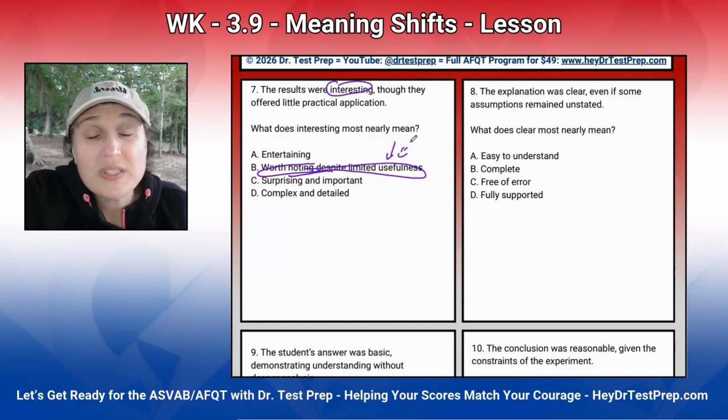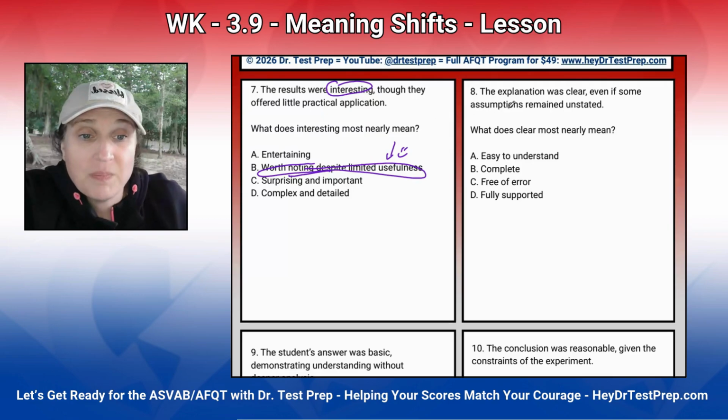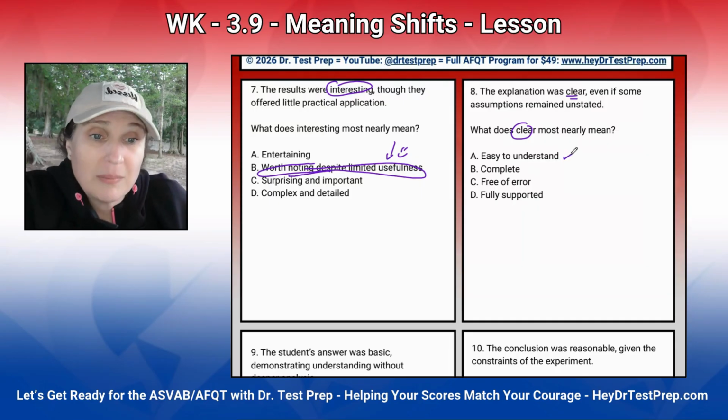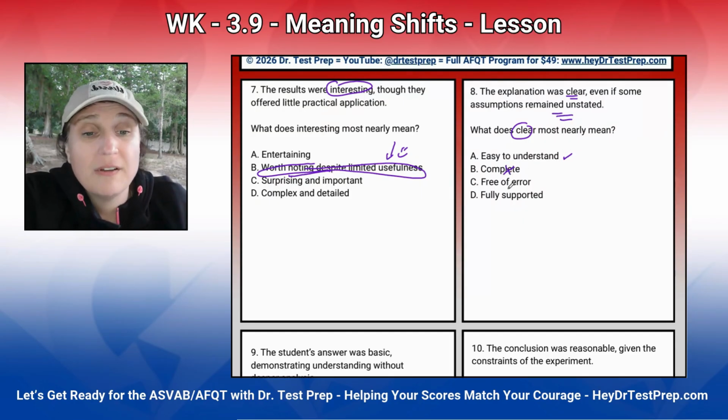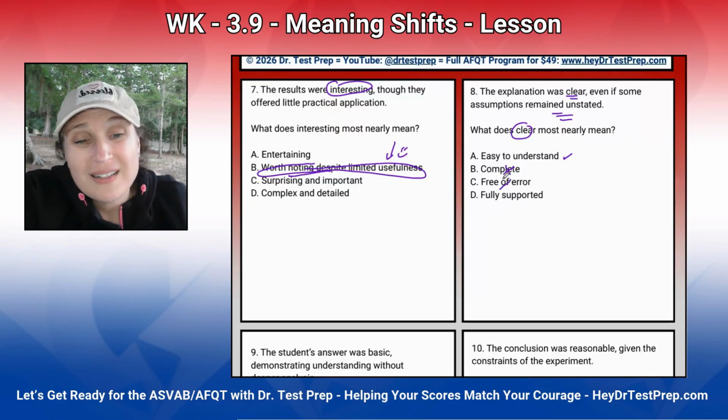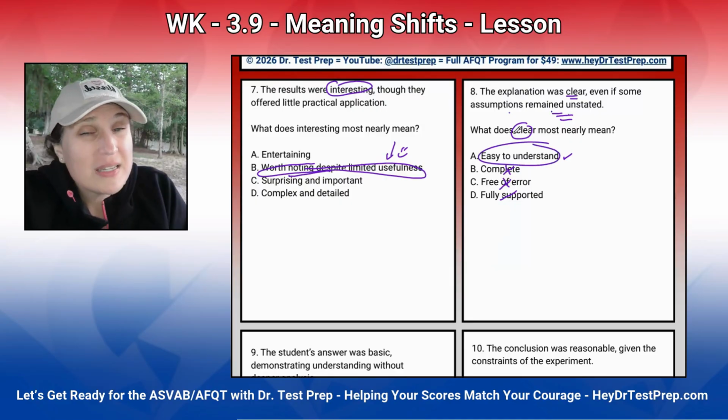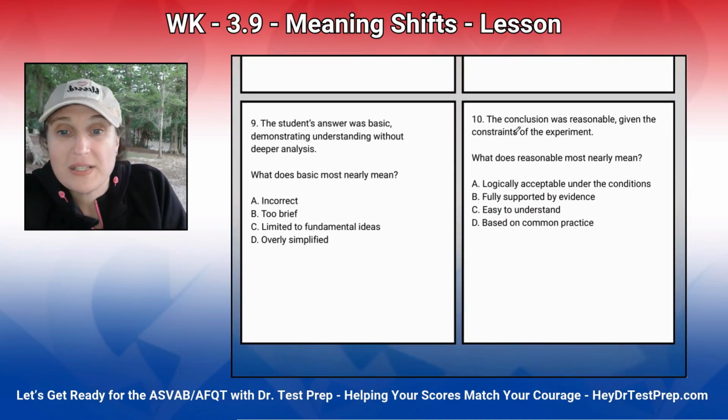The explanation was clear, even if some assumptions remained unstated. So clear. So easy to understand? Probably. Unstated, it wouldn't be complete. Free from error, that doesn't really address, and fully supported because assumptions were unstated. So easy to understand is the best choice.